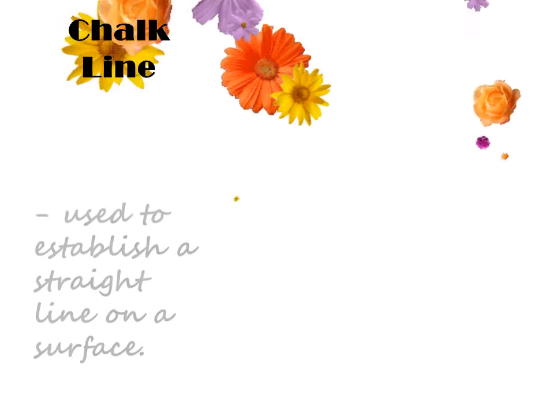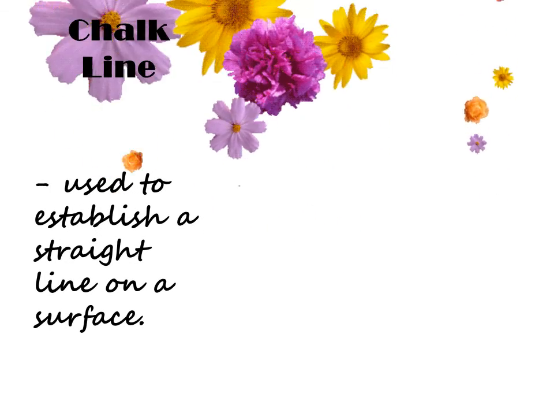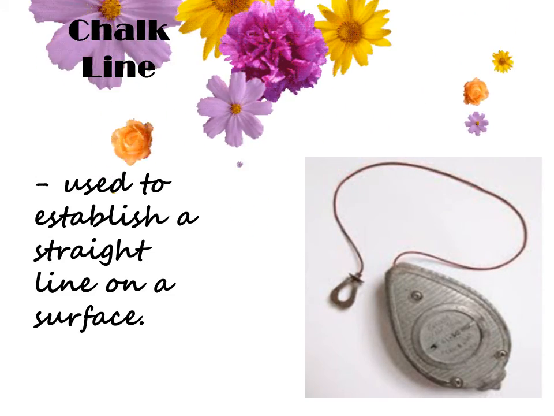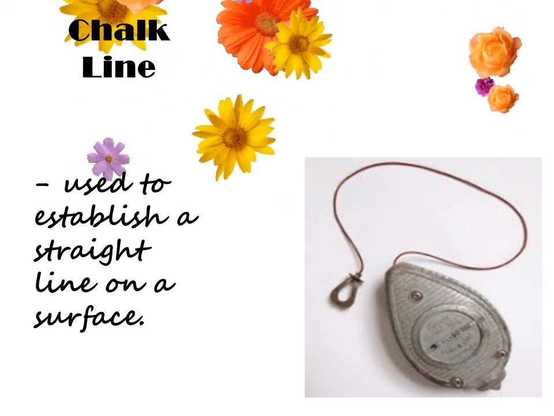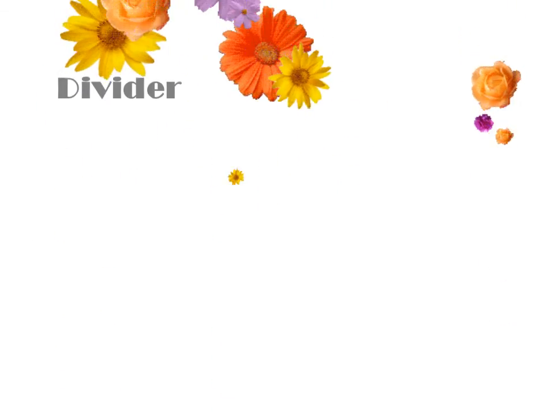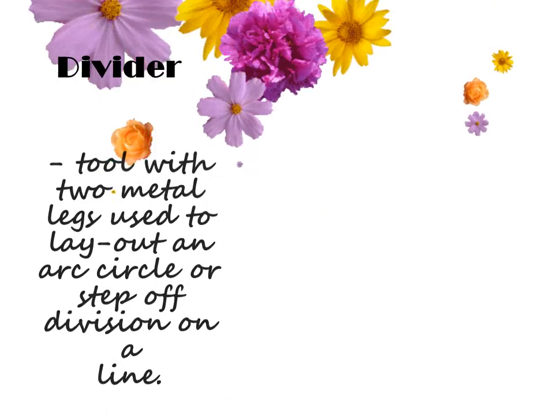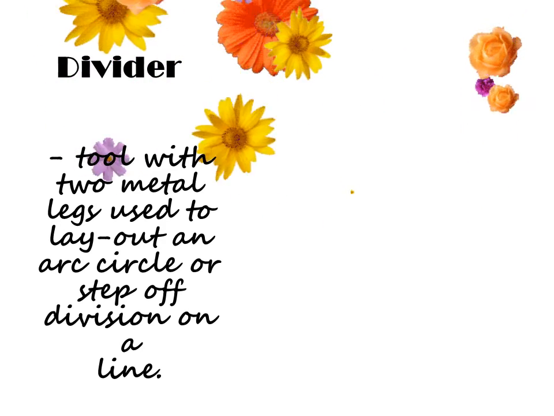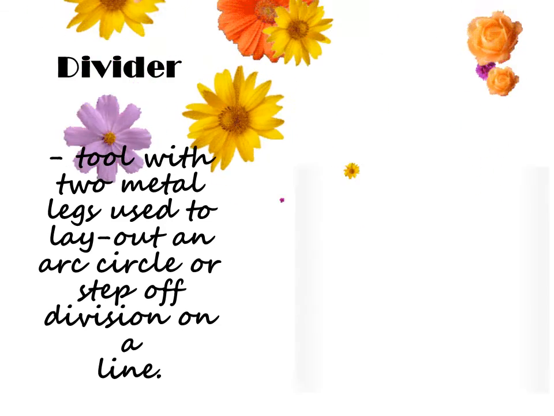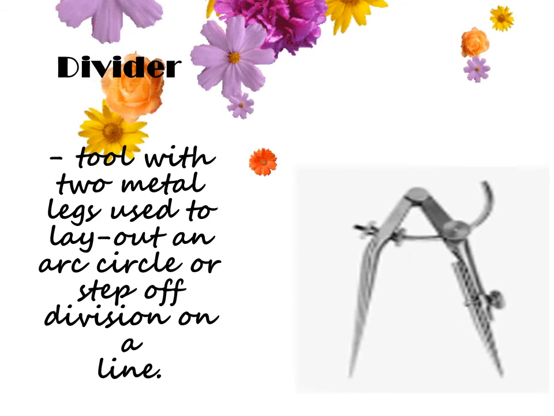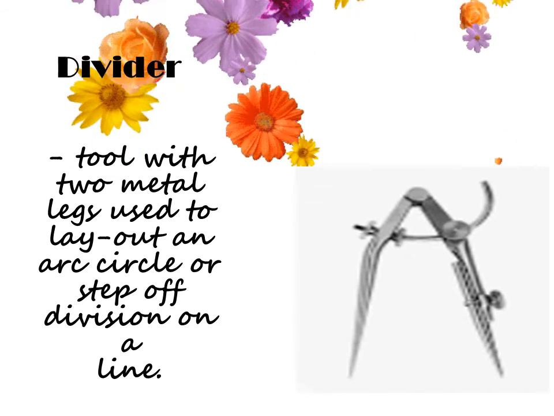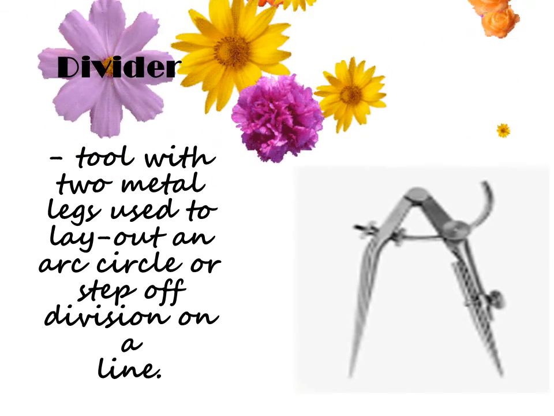Next, we have the chalk line. It is used to establish a straight line on a surface. This is an example of a chalk line. This is how you make a straight line on a surface. And then next, we have the divider. It is a tool with two metal legs used to lay out an arc, a circle, or steps of division on a line. As you can see in the picture, it has two metal legs. It is used to create circles, arcs, or divisions of a line.